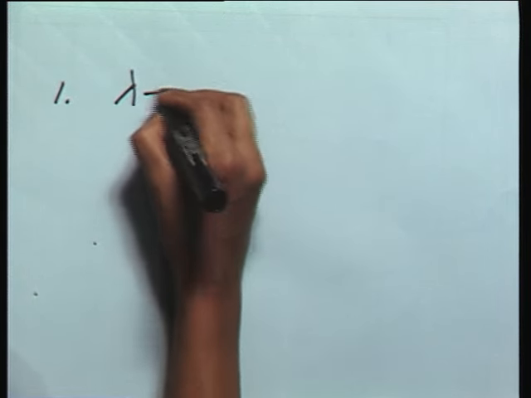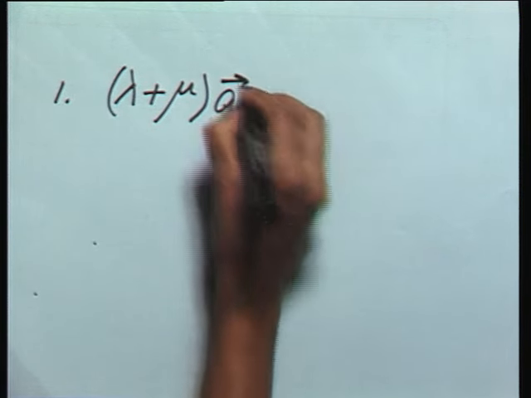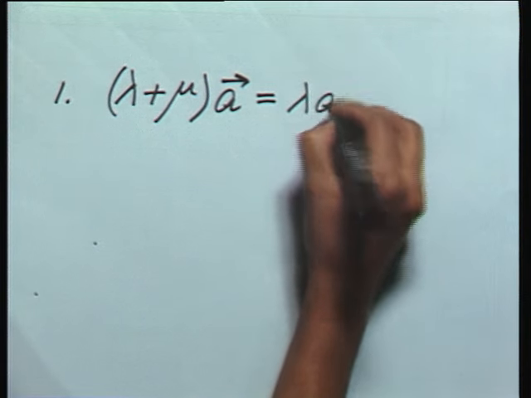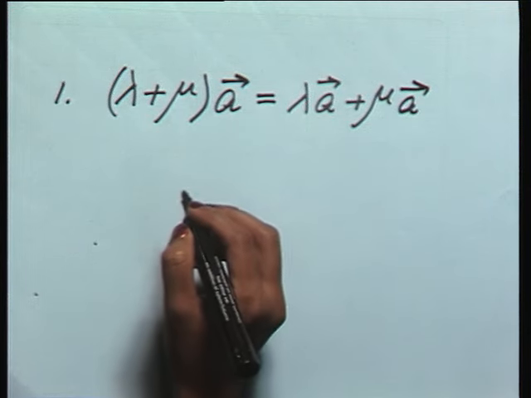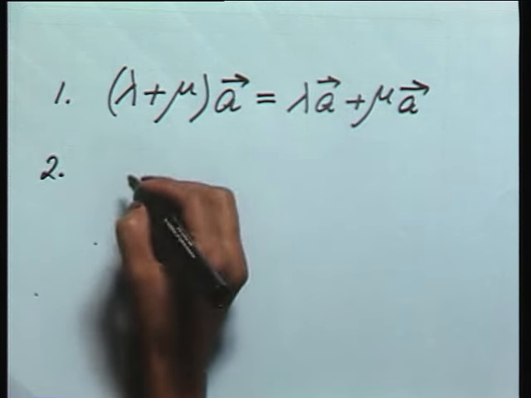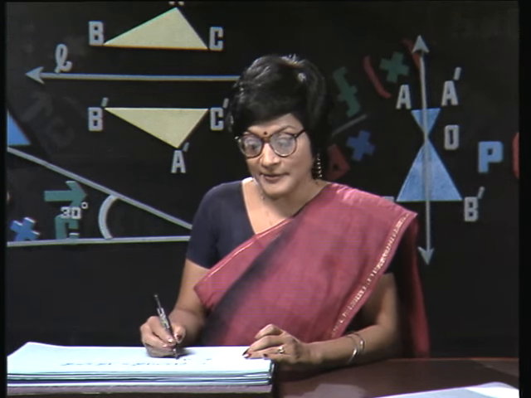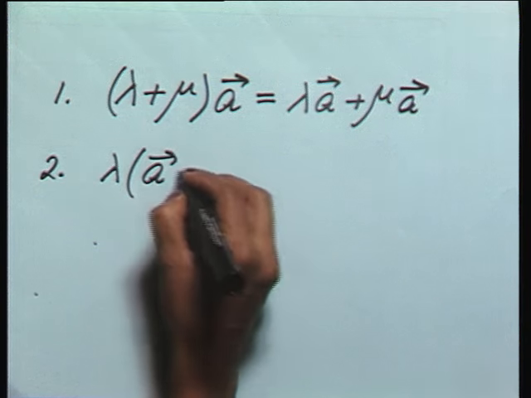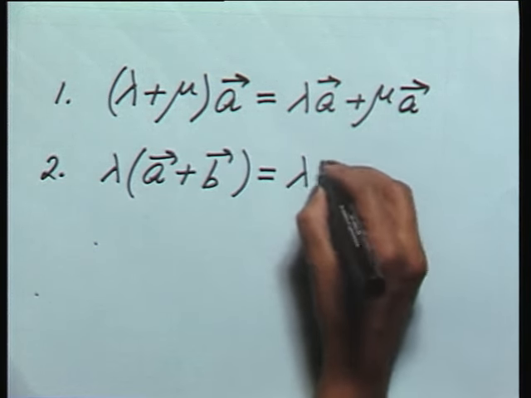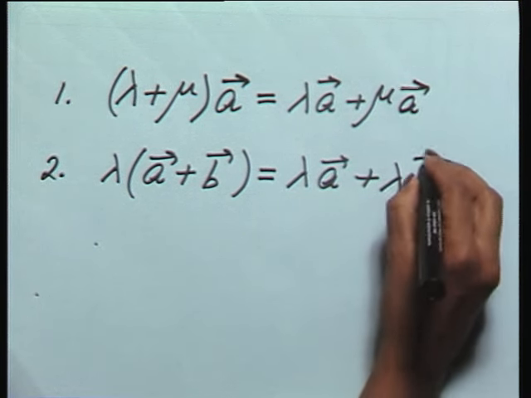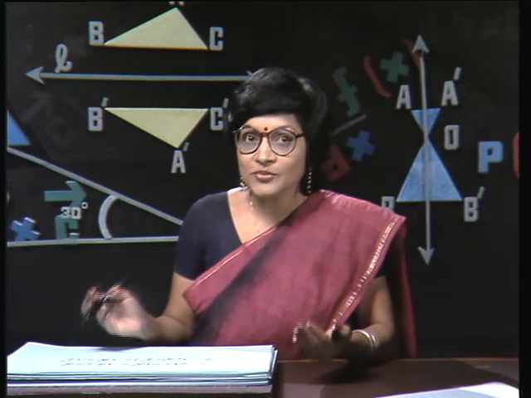If we have two scalars, lambda and mu, is (lambda plus mu) of A equal to lambda A plus mu A? And a second question could be: if we have two vectors A and B and a scalar lambda, is lambda times (A plus B) equal to lambda A plus lambda B? These properties, if they are true, would be called distributive properties.